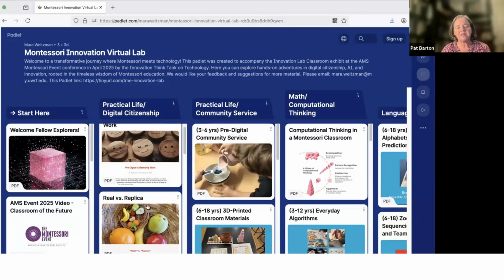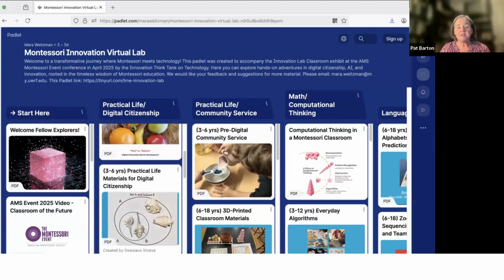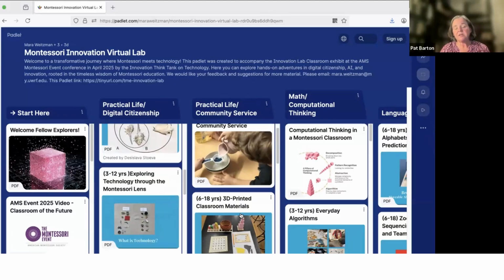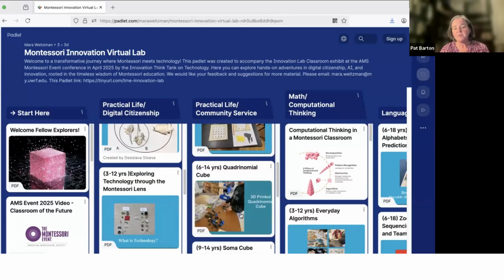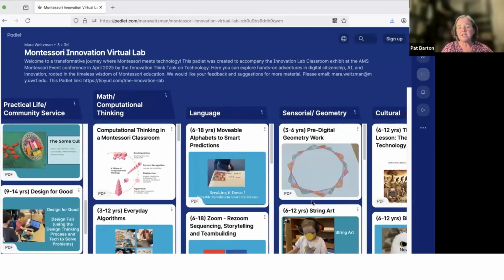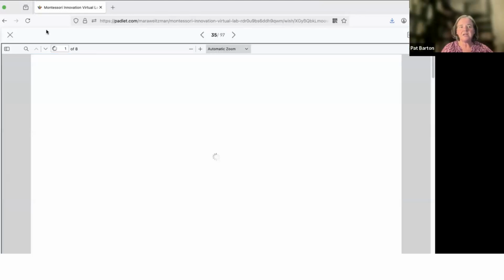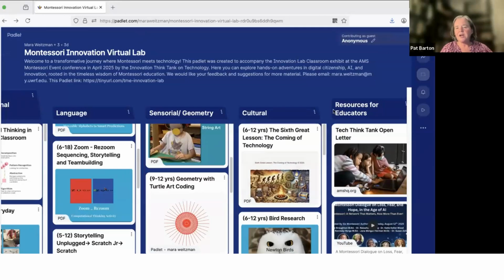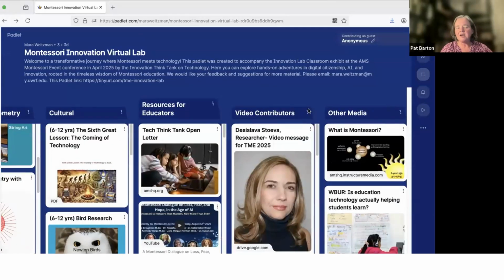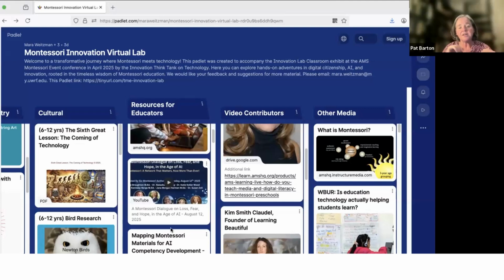So this has lots of resources. For example, here's a toddler lesson on what's real and what's a replica. There's Venn diagram lessons. These are Montessori materials, but there are lessons on developing 3D printer lessons for older kids, computational thinking, string art, how all that fits, story and sequencing. Uh-oh, I clicked on something. There we go. And then there's some other media options. So no matter what age you work with, there's lots of resources here that might get you started on your work.